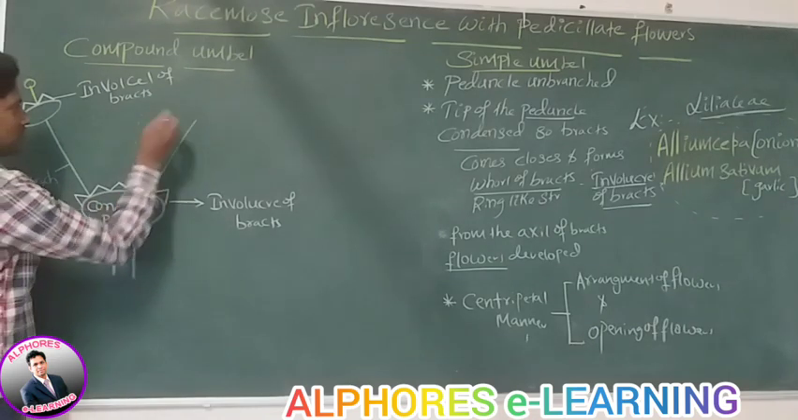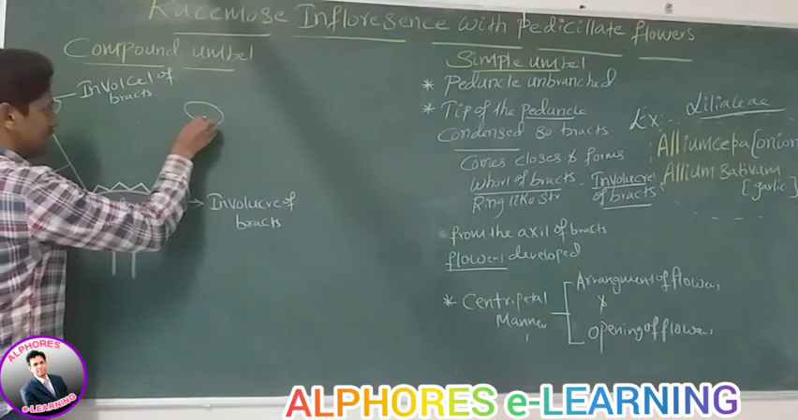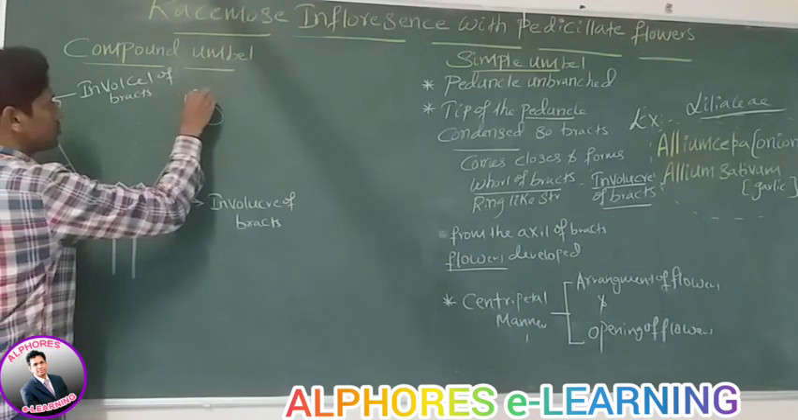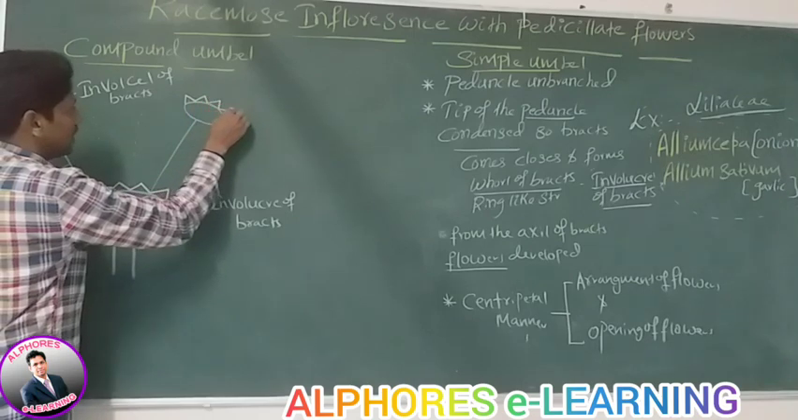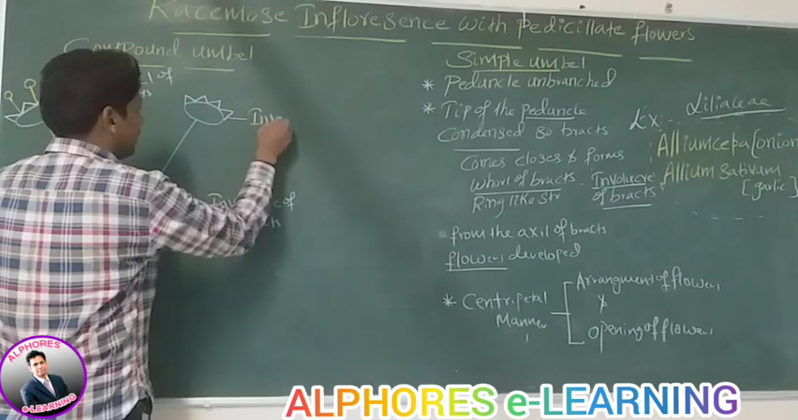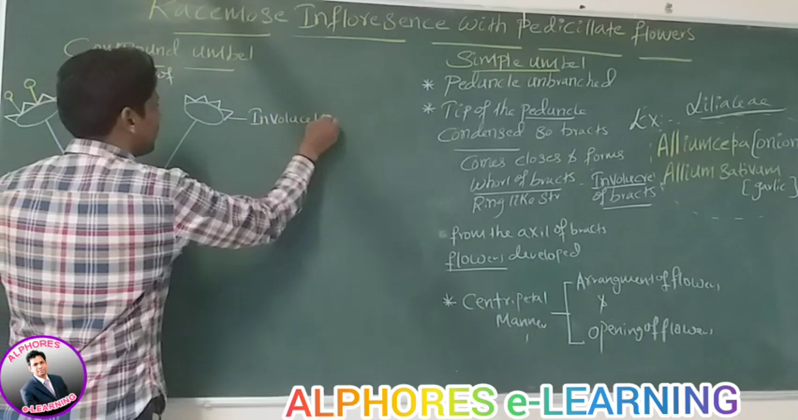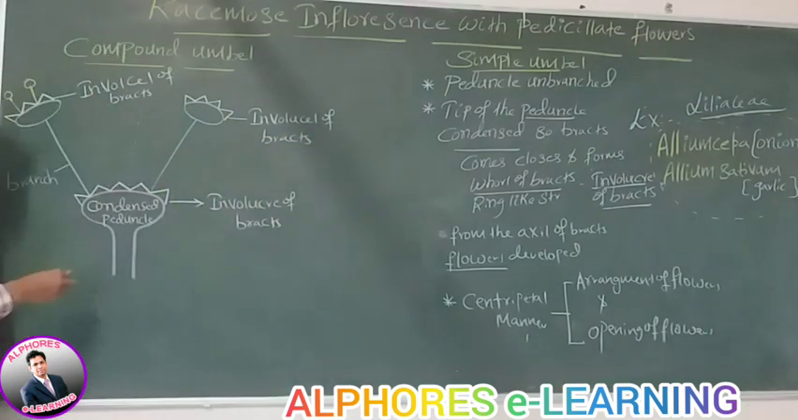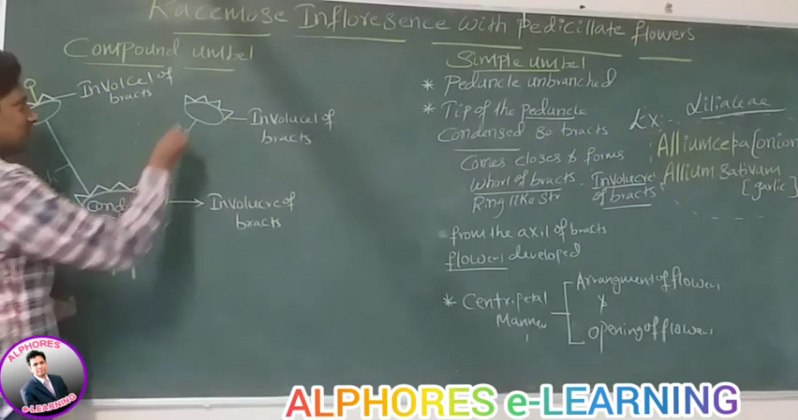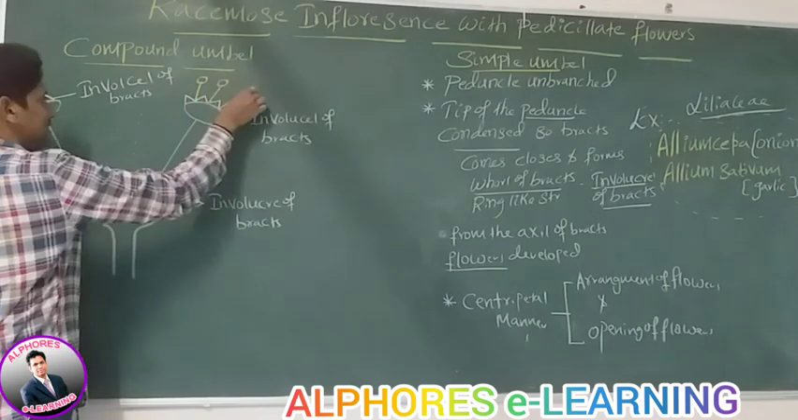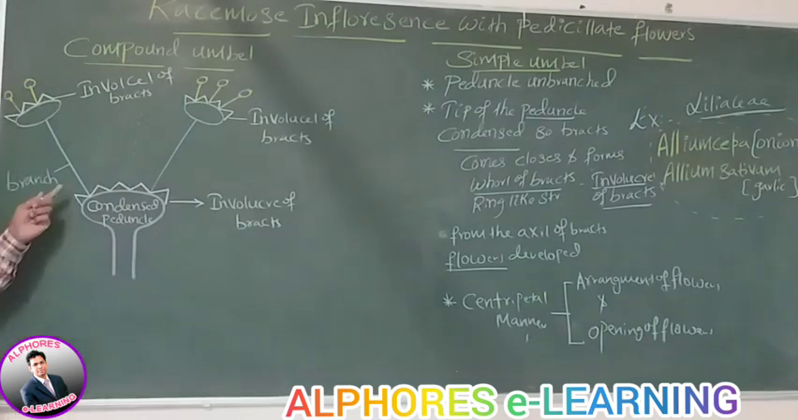What is this one? Branch. The tip of the branch is condensed. So bracts come close to one another and form what? Involucre of bracts. From the axil of these bracts, flowers are developed. All flowers are present at the same height. Yes or no? Is this statement okay?